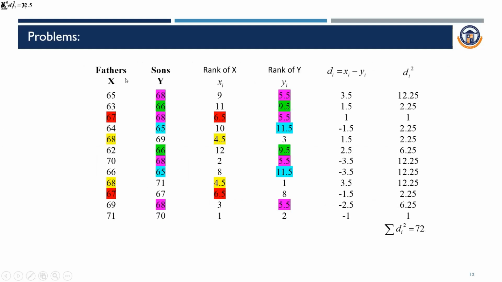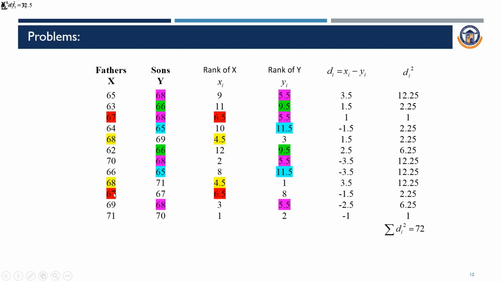So in the first column, we are going to write the x data, and the second column, we are going to write the y data. So the third and fourth columns are very important because here we are going to find the rank of x and rank of y. To find the rank of x, we consider this x column and find which one is the highest value. Here 71 is the highest value. So here we put first rank. Then 70 is the next highest value. So we put second rank.